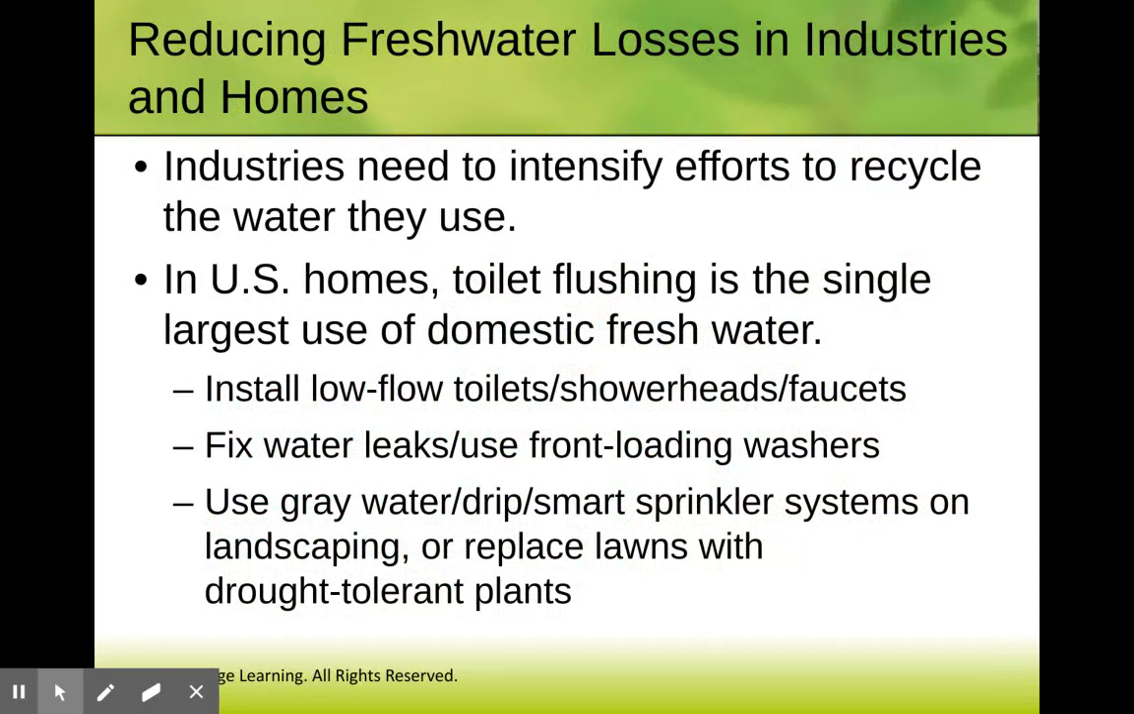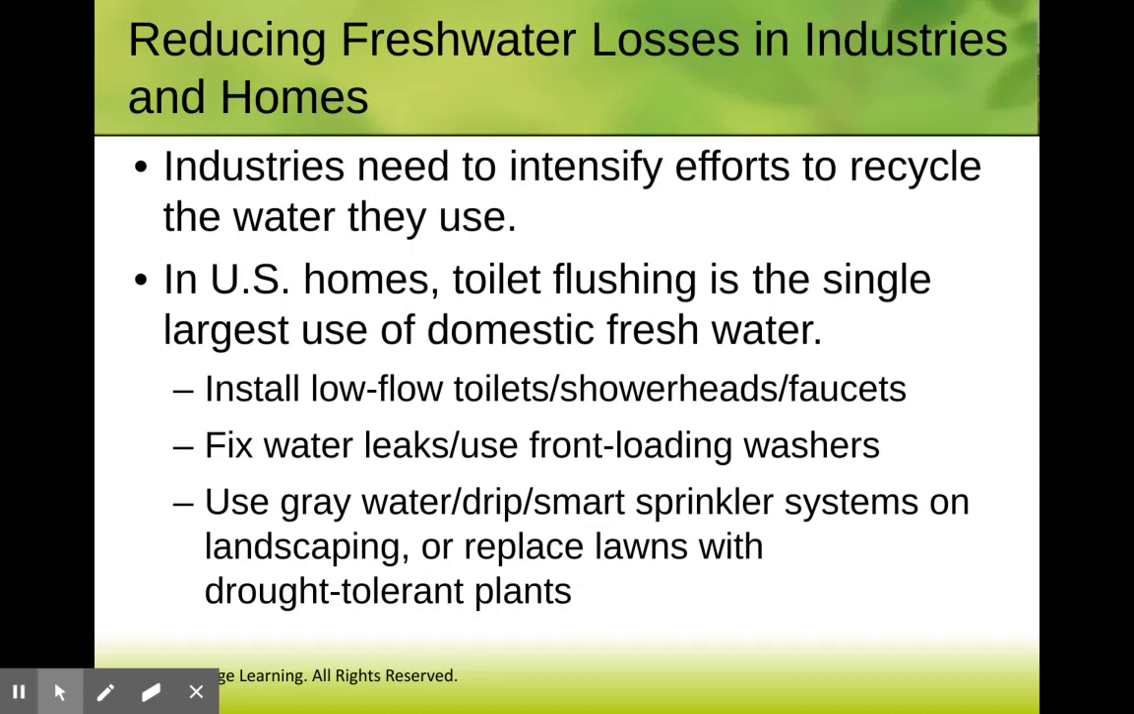Reducing freshwater losses in industries and homes. So industries need to intensify efforts to recycle the water they use. So again, this can be any type of gray water. We'll talk about gray water in a little bit. But how can we recycle the water that we may not be able to drink, but what water can we reuse in those industries?